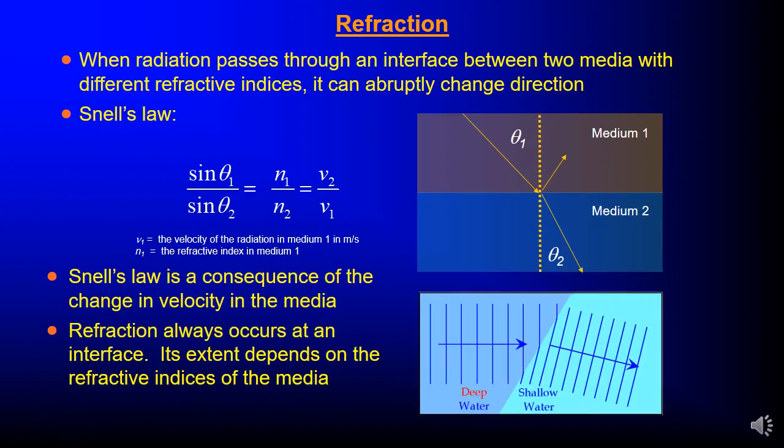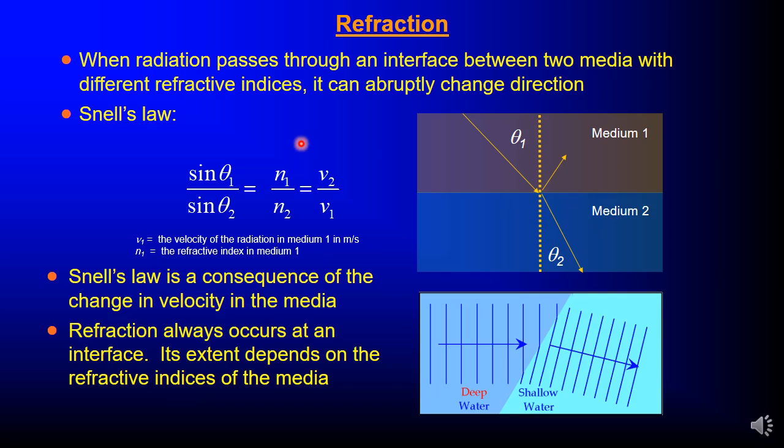Refraction: when a radiation passes through an interface between two media with different refractive indices, it can abruptly change direction. That's what we call refraction, and it can be well explained by Snell's law. You can see there the angle theta 1, angle theta 2, and then the two media.